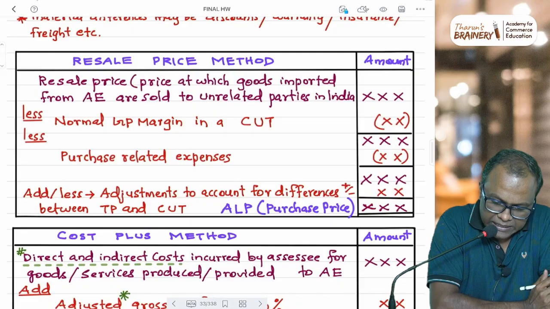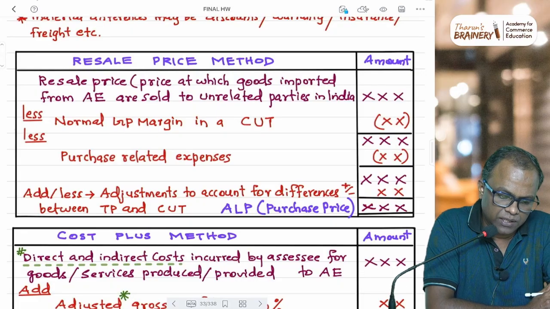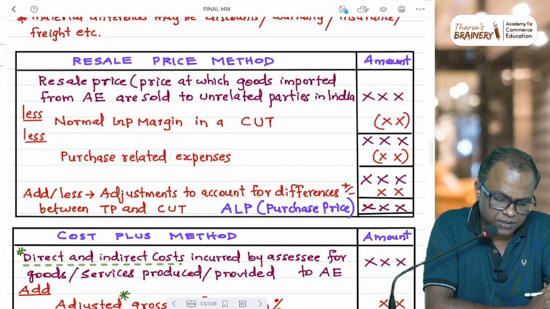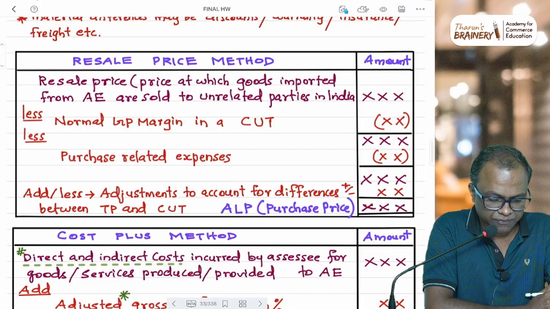So while doing resale price method, there is a small point you have to keep in mind. First, what we are doing is at what price it has been purchased from related party and then resold in India to the ultimate customer. That ultimate customer in India is an unrelated party. So that price is the starting point. Originally it is imported from a related party and sold to an unrelated party in India.